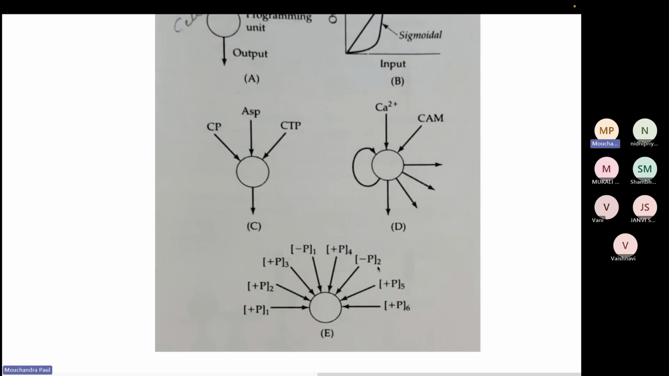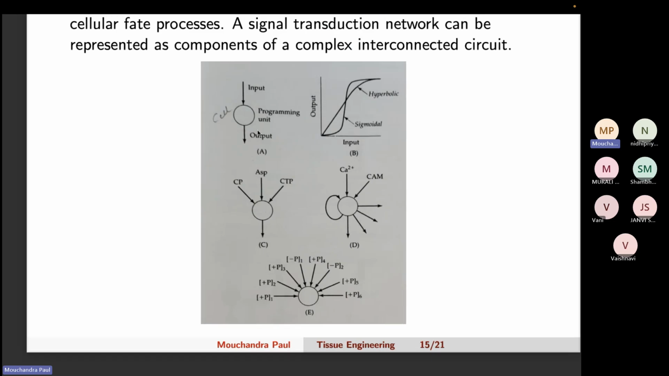Whereas minus P1, minus P2, these are signals which are negative, which are going to cause some negative effects. Like, say, it is going to remove some important, crucial survival signals, or it is not allowing the expression of a particular gene that is crucial for survival. So these are negative. It is also a wonderful way of understanding how a particular cell is balancing the negative input as well as the positive input in order to survive. So in these four ways, you can understand how the multiple types of signaling pathways are interconnected with each other, and the cell gives different types of responses.